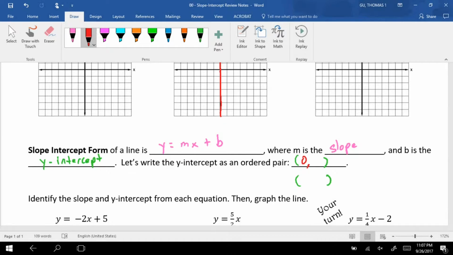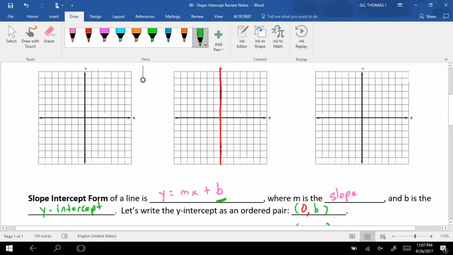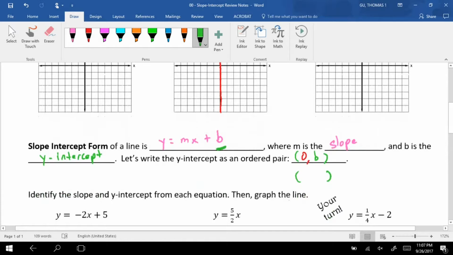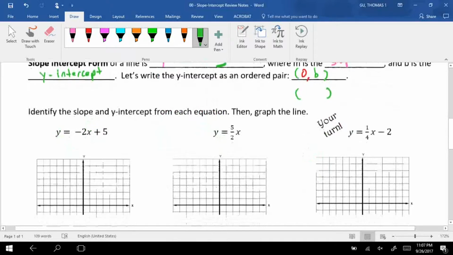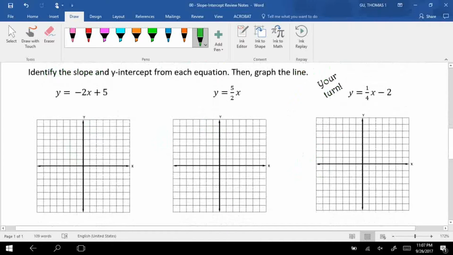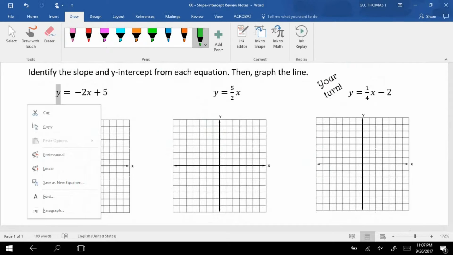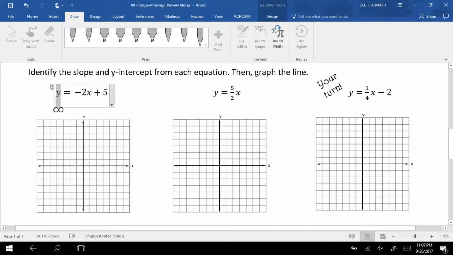Oh, wow, I just gave the answer. Oh no. All right, so what's the y going to be? Well, it's going to be right here. It's going to be b. The b is going to tell us how far up or how far down to move. Where is it going to cross on that y-axis? Okay, so now let's do some examples by identifying the slope and y-intercept from each equation. Then we're going to graph the line.